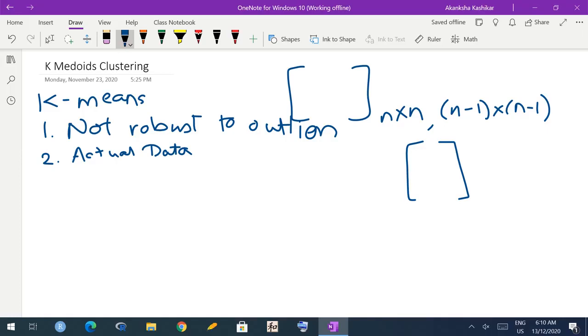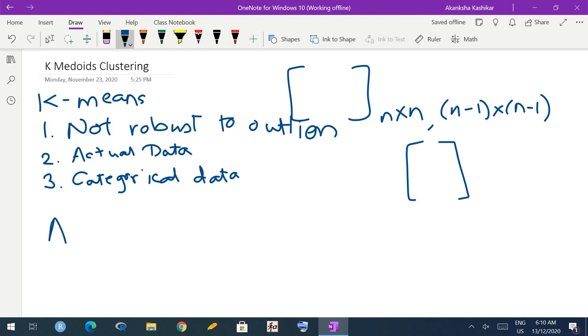Okay, so that is another disadvantage, and a side effect of this is it cannot be used for categorical data, because you cannot compute mean for categorical data. It cannot be directly used for categorical data. Okay, so these are some of the disadvantages of K-means clustering. Hence, to overcome those, people came up with K-Medoids clustering. So let me first write down the algorithm and then we'll discuss how it works.